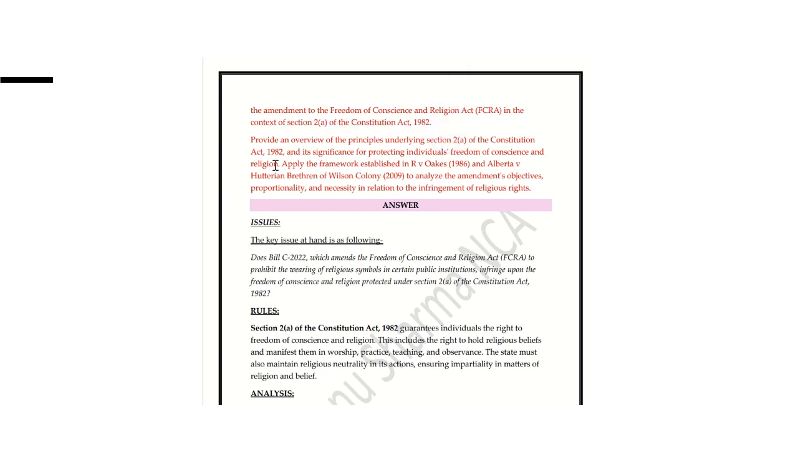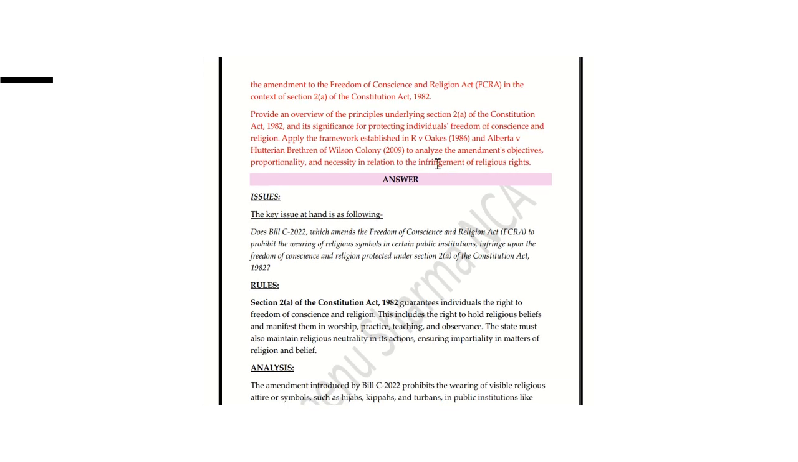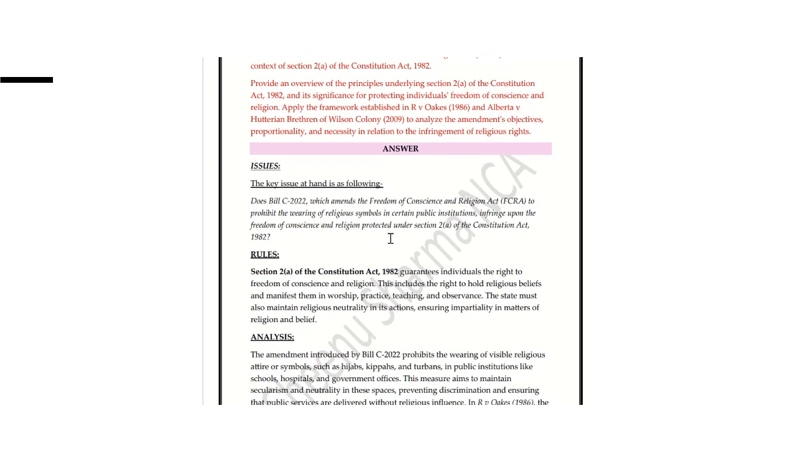Also, they have asked you to apply the framework in R versus Oakes in this case. So when the examiner directly asks you to justify your statement as per section 1, only then do you have to bring this R versus Oakes or section 1 Oakes test into the picture. Otherwise, just go by your infringement. Justification is only required where it is asked by the question.